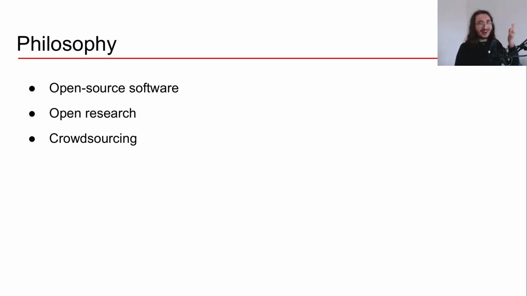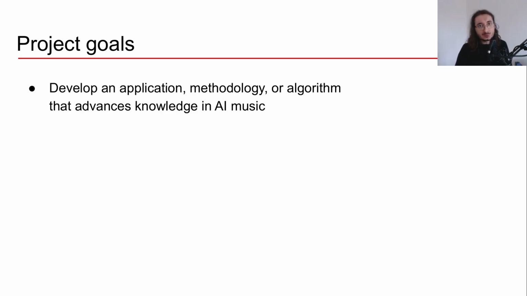Okay, but what are the main goals of this project? So the first one is that of coming up with a piece of valuable research, so a research outcome. Now, this can be in the form of a new application, a new methodology, a new algorithm, or a new experiment that advances knowledge in AI music. And specifically, the subfield where I want to work is that of generative music or AI music creativity.